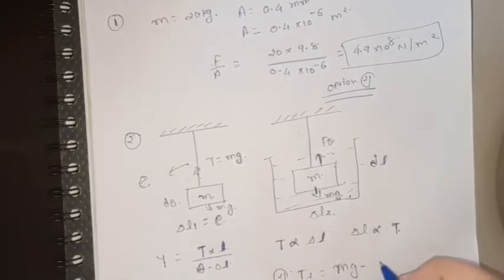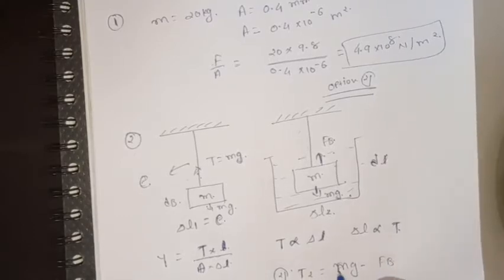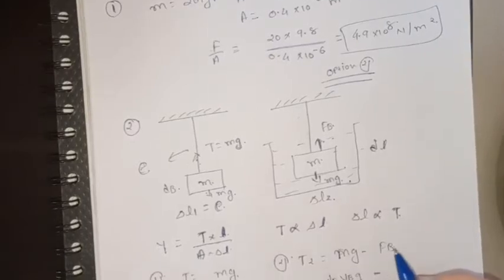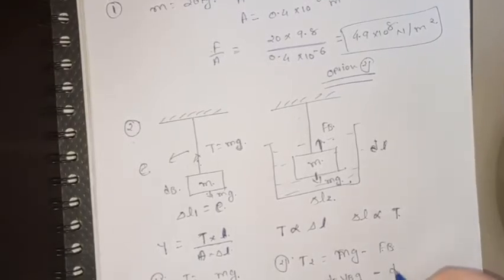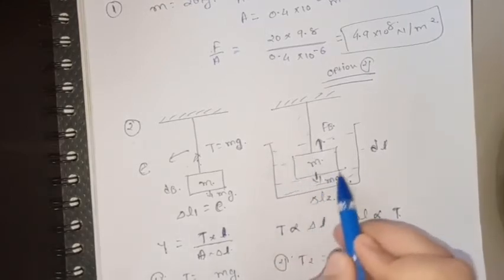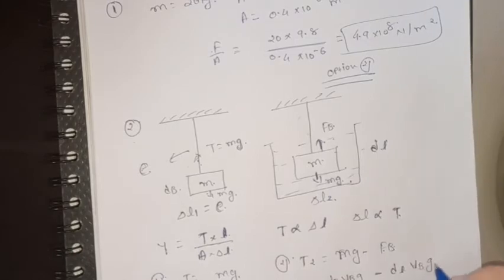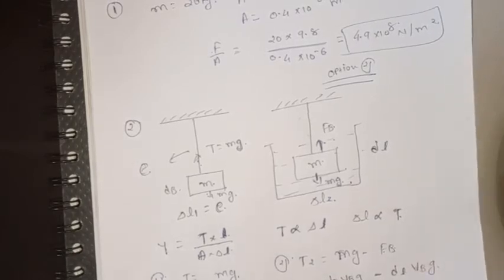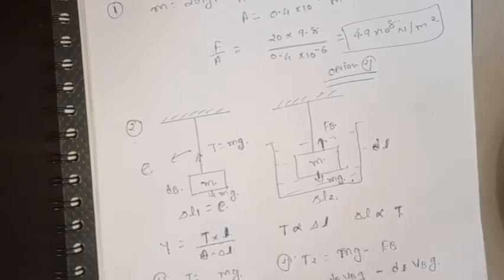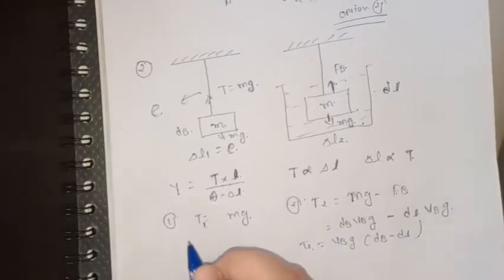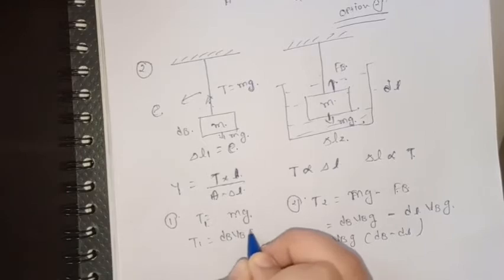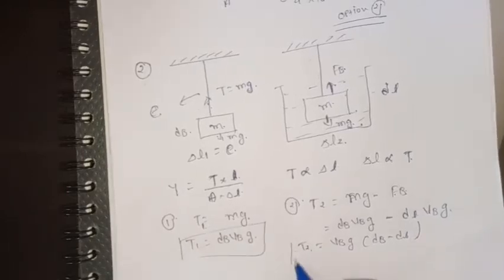So net tension force in upward direction will be mg minus buoyant force. Mg can be written as density of body into volume of body into g, minus, thus buoyant force will be density of liquid into volume of body inside. Here body is completely immersed, so it will be Vb into g. So tension force in second case will be Vbg into dB minus dl. Here T1 can be written as mass of body, that is density of body into volume of body into g.